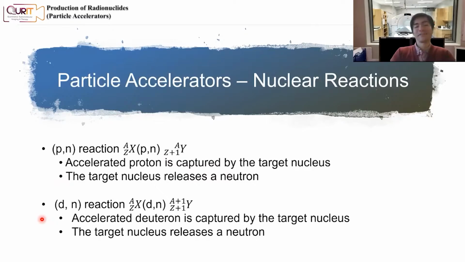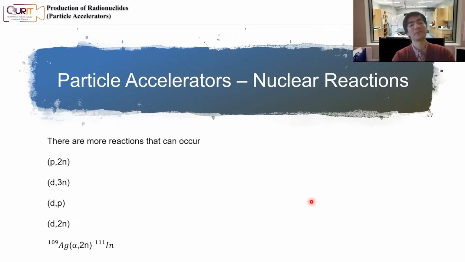There's another reaction in which we can accelerate a deuteron. A deuteron is a hydrogen nucleus that has a proton and a neutron, and we can have a deuteron bombarding this target. We gain one proton, but we also gain one neutron, and we have Y. One neutron came out. That's why the mass only increased by one, not by two. Those are just examples of reactions. There are many more reactions that we can use.